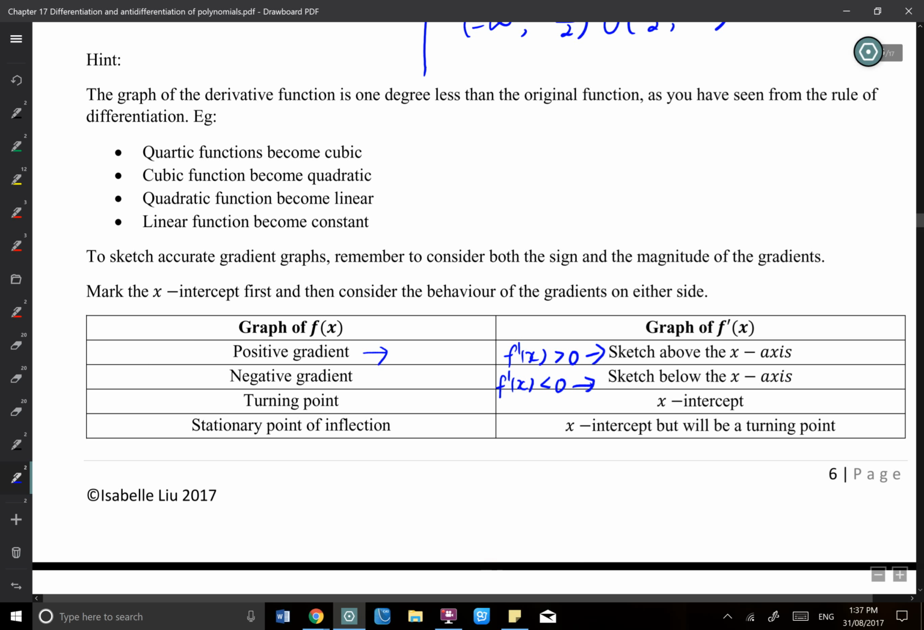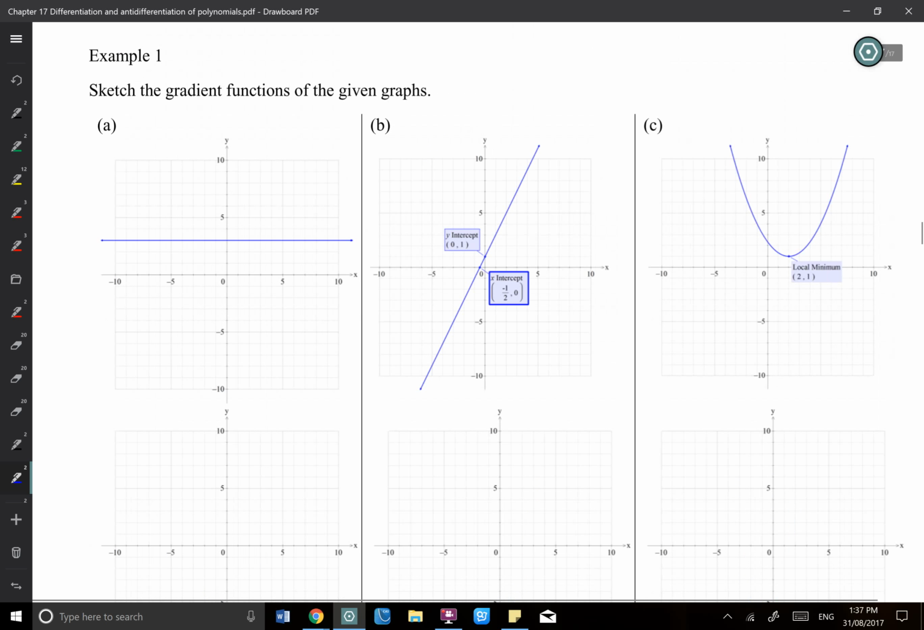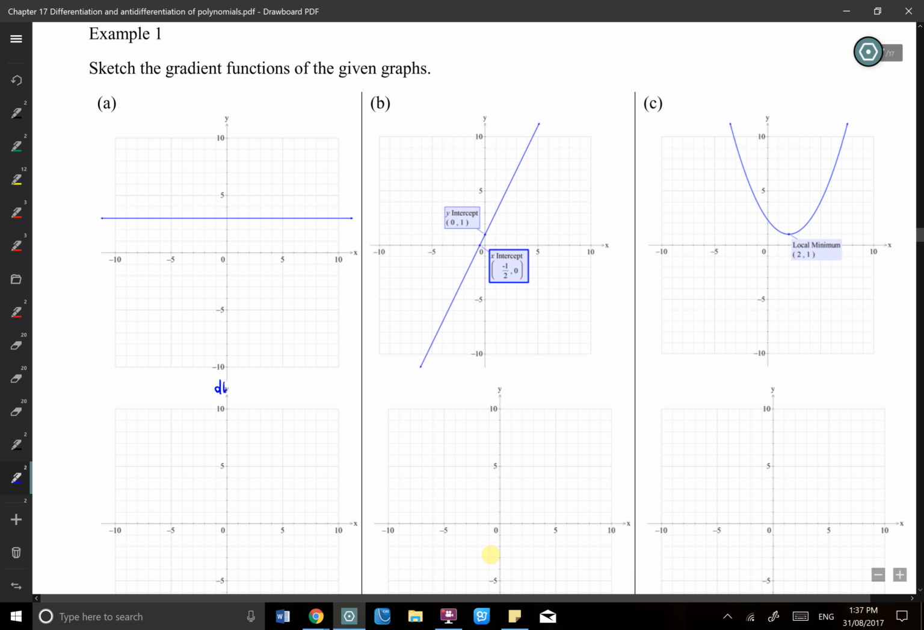If it's a turning point, it is the x-intercept. If it's a stationary point of inflection, it will be the x-intercept as well. But I'll talk more about the point of inflection later. Okay, let's go sketch it. Actually, all of this graph is dy/dx. The y-axis is dy/dx. I haven't changed it. That's all dy/dx.